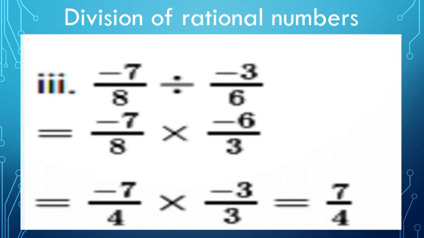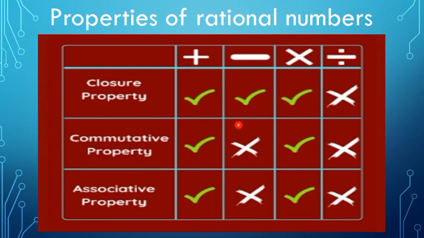Now, let's see the properties of rational numbers. First, closure property. Closure property for addition. Let's take an example. Minus 3 by 2 plus 1 by 2. When you add them, you get minus 1. You get a rational number. So, addition is closed.